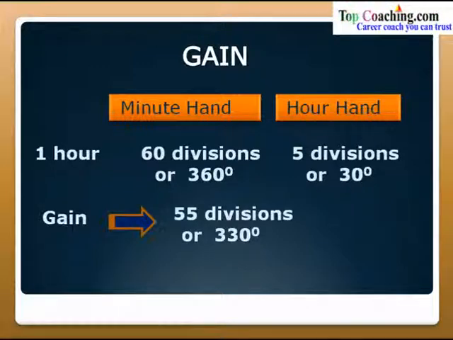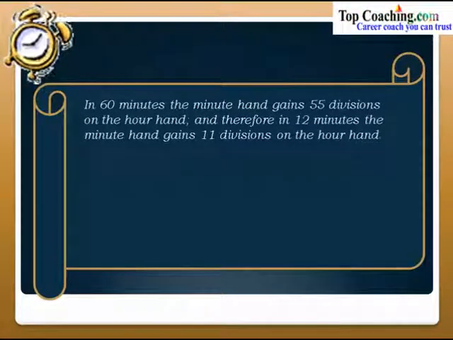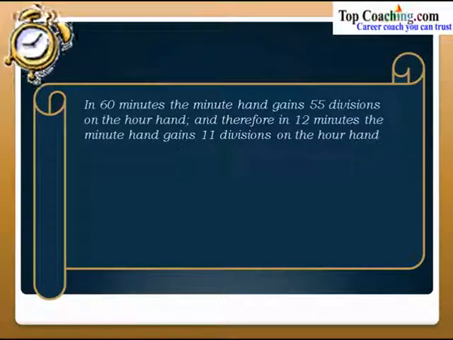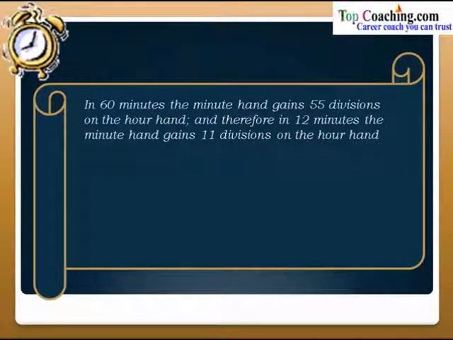Once again, the minute hand covers 60 divisions or 360 degrees in 1 hour, and similarly the hour hand covers 5 divisions or 30 degrees in 1 hour. So the gain of the minute hand over the hour hand would be 55 divisions or 330 degrees. In 60 minutes, the minute hand gains 55 divisions on the hour hand, as we have already seen, and therefore in 12 minutes the minute hand gains 11 divisions on the hour hand. So the gain in 60 minutes is equal to 55 divisions, and in 12 minutes it would be 1/5 of 55, which is equal to 11 divisions on the hour hand.